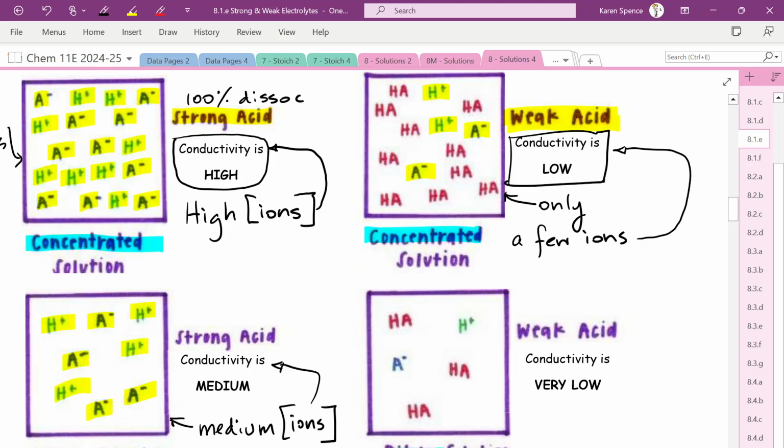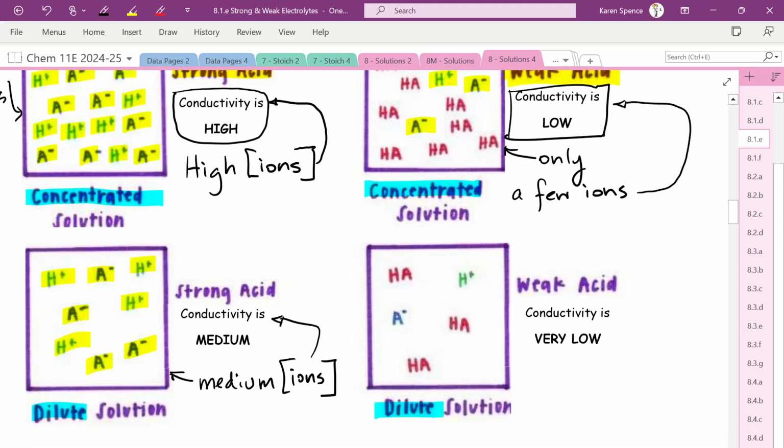Yeah? And you can see here, how many ions do we have? Hardly any. No, we don't have 5 ions, we only have 2. 2 out of the 4 are dissociated. And so the conductivity is very low because we have a very small number of ions.